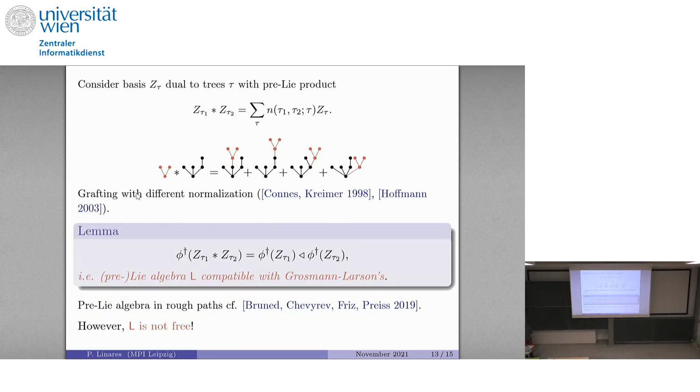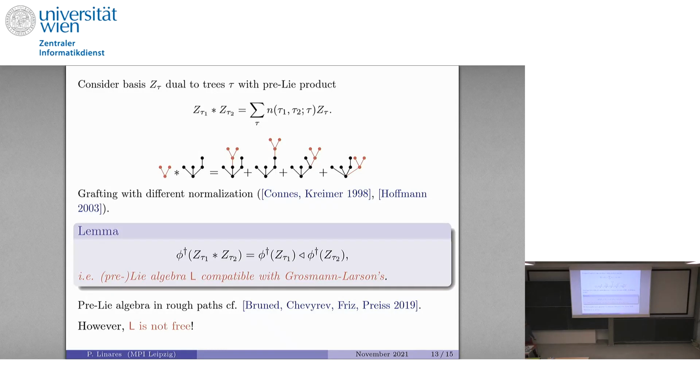So as Kurush was anticipating before, we can see this structure that we have, we can put it in relation to Grossman-Larson and Connes-Kreimer in the following way. We consider a basis which is dual to trees with a pre-Lie product given by grafting, but now the normalization is just the number of cuts where you can recover the things that you grafted in the beginning. That's the pre-Lie algebra structure that appears in this work by Ivan, Ilya, Peter, and Rosa.